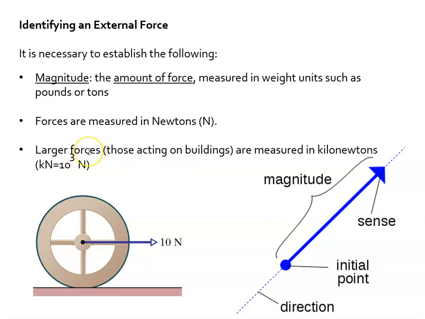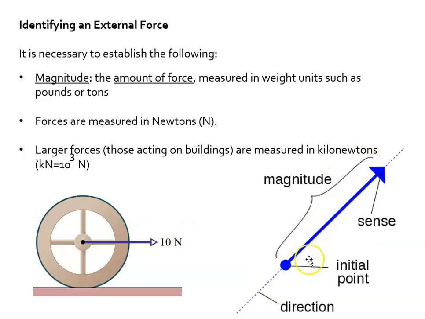And then larger forces. In the world of buildings, you will hear a lot about newtons and kilonewtons actually. When buildings get that big, they just lop off a bunch of zeros. So 10 to the third newtons, that would be 1,000 newtons there. And this is just describing the magnitude.